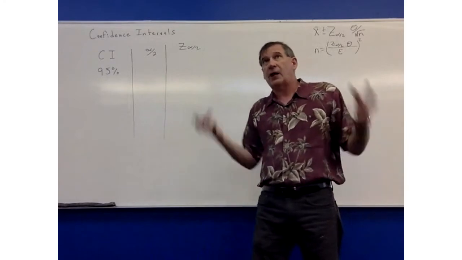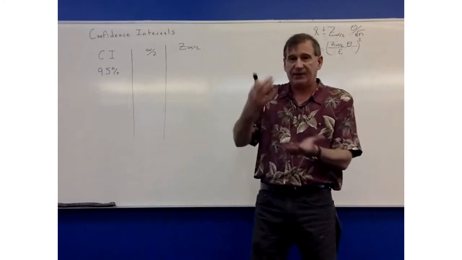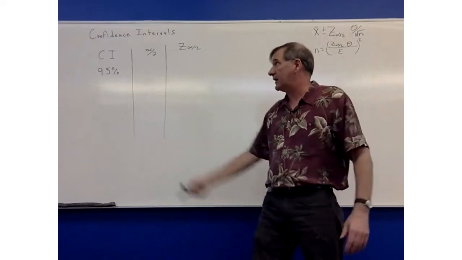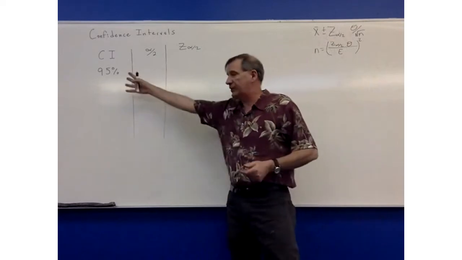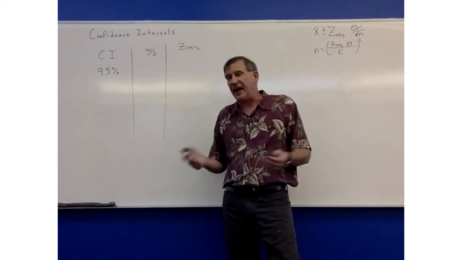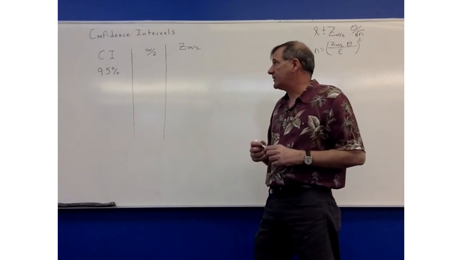Now, what numbers do our brains work well with? 5, 10, 15, 20, 25, 30. 10, 20, 30, 40, 50. That's why I want to pick numbers like this. Our brains work good with these 10s and 5s. Okay, so we'll be 95% confident.